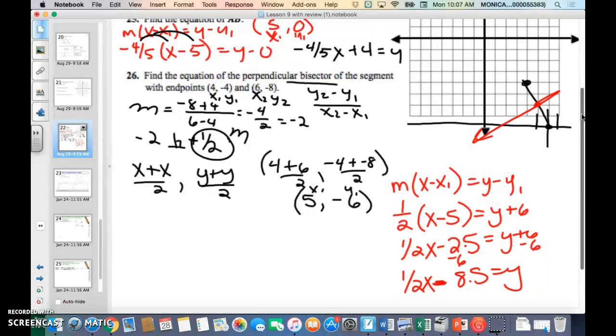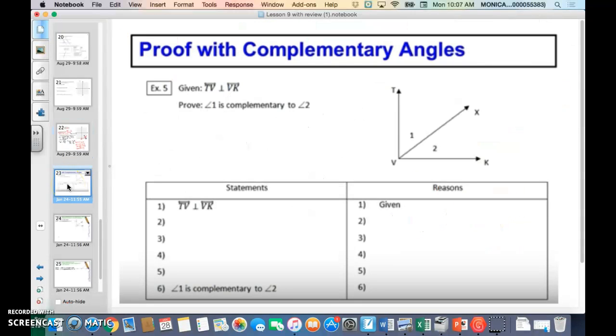When you graph this, you should notice that it will hit about negative 8.5. All right. If you're in first or fourth period, you can stop the video. If you're in honors, we're going to continue on because your test requires a little bit more out of you.